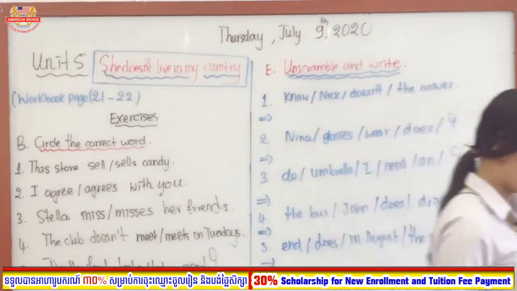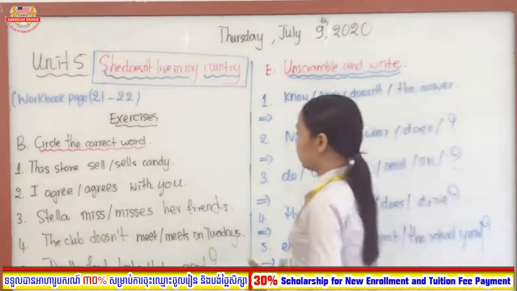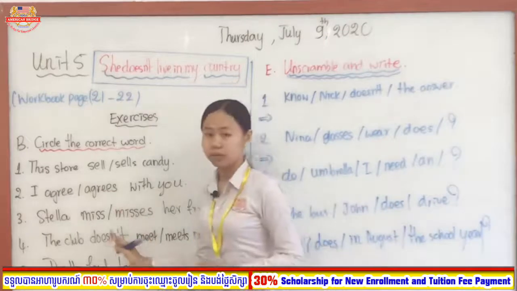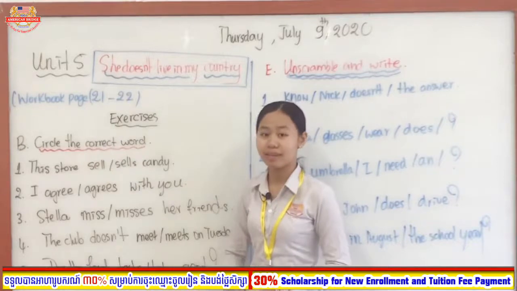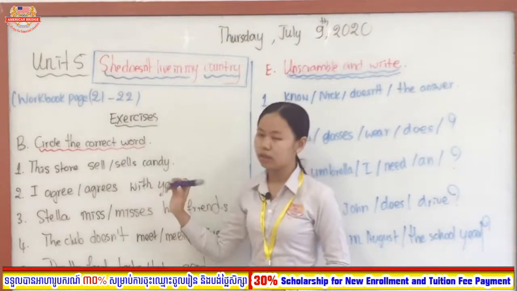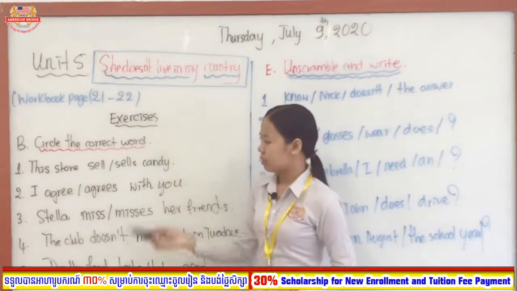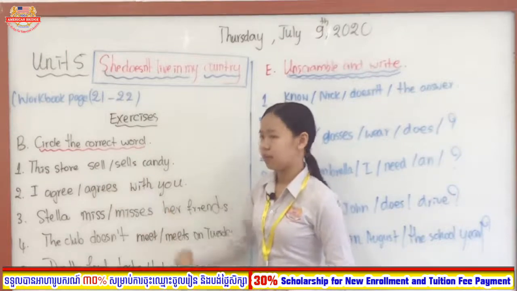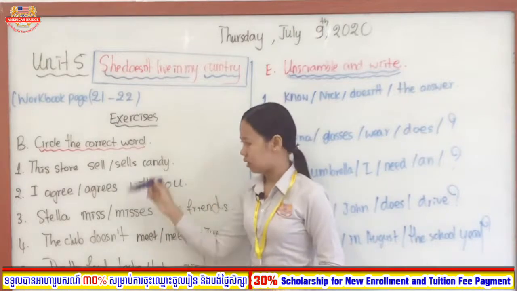Before we go further, let teacher explain to all of you how to do it. For section B, you need to circle the correct word, you understand, right? You need to circle the verb or the auxiliary verb that you think is correct. For example, the store sell and sells with S, candy. So sell with S or sell. So you need to circle.